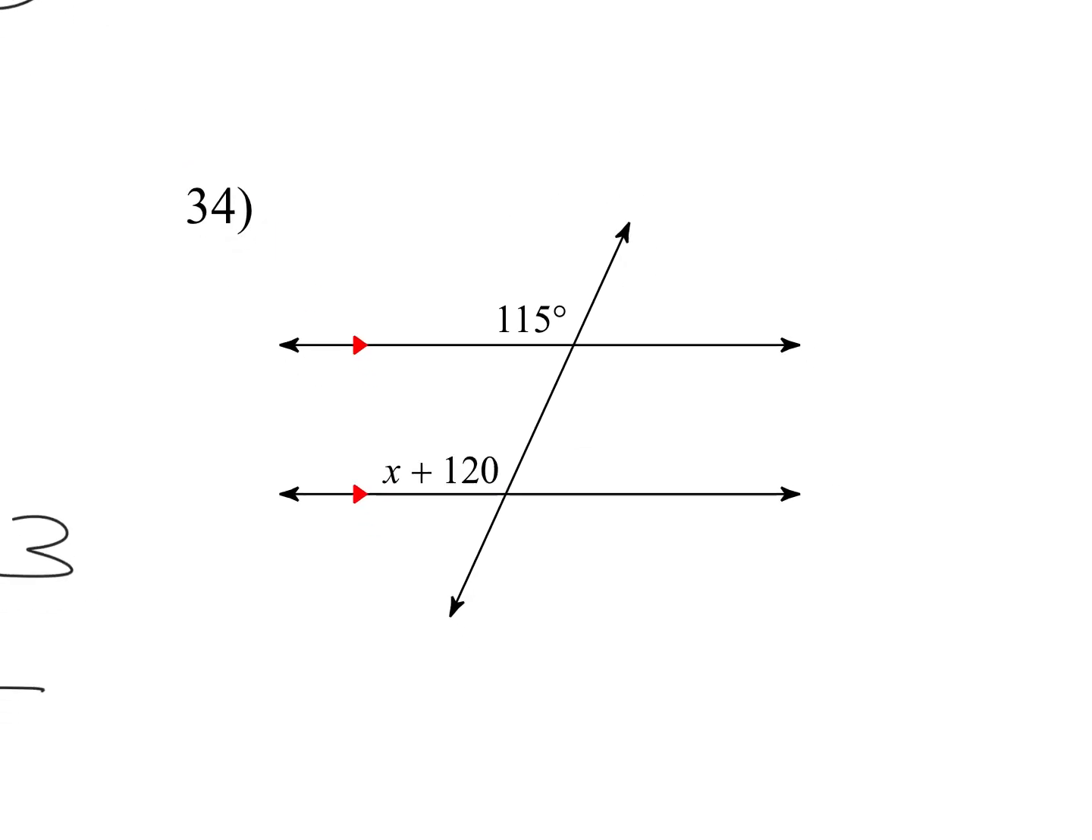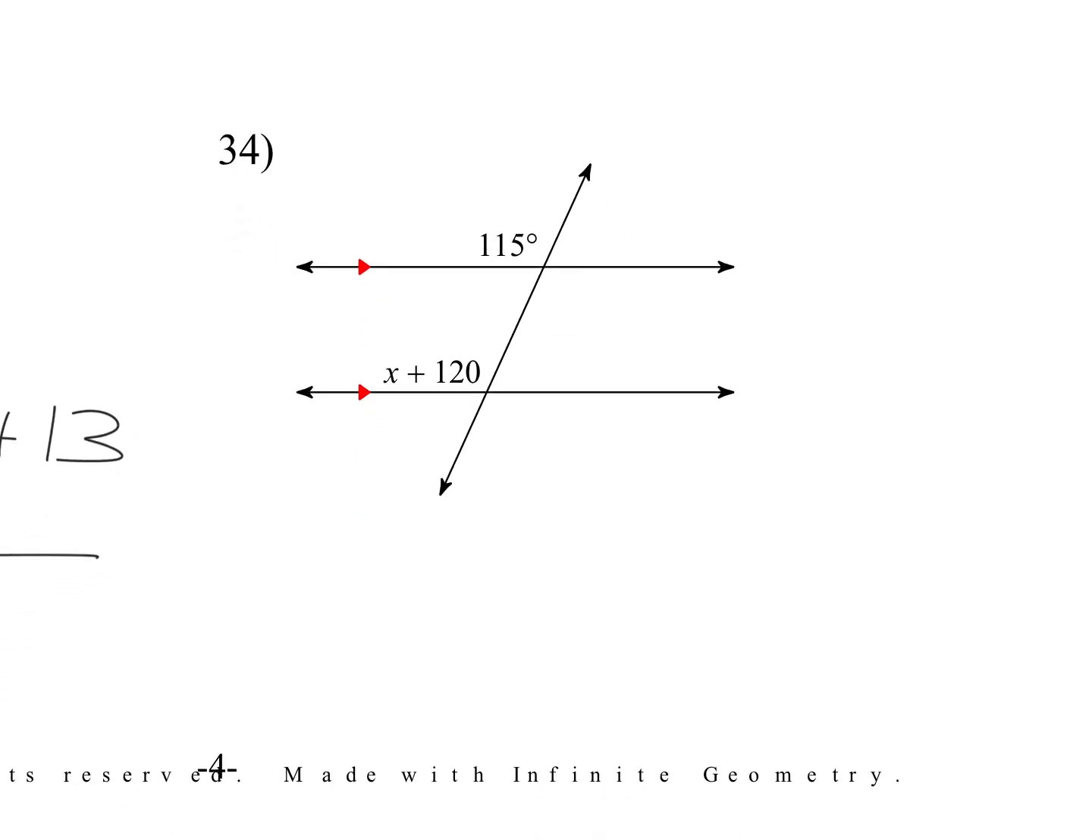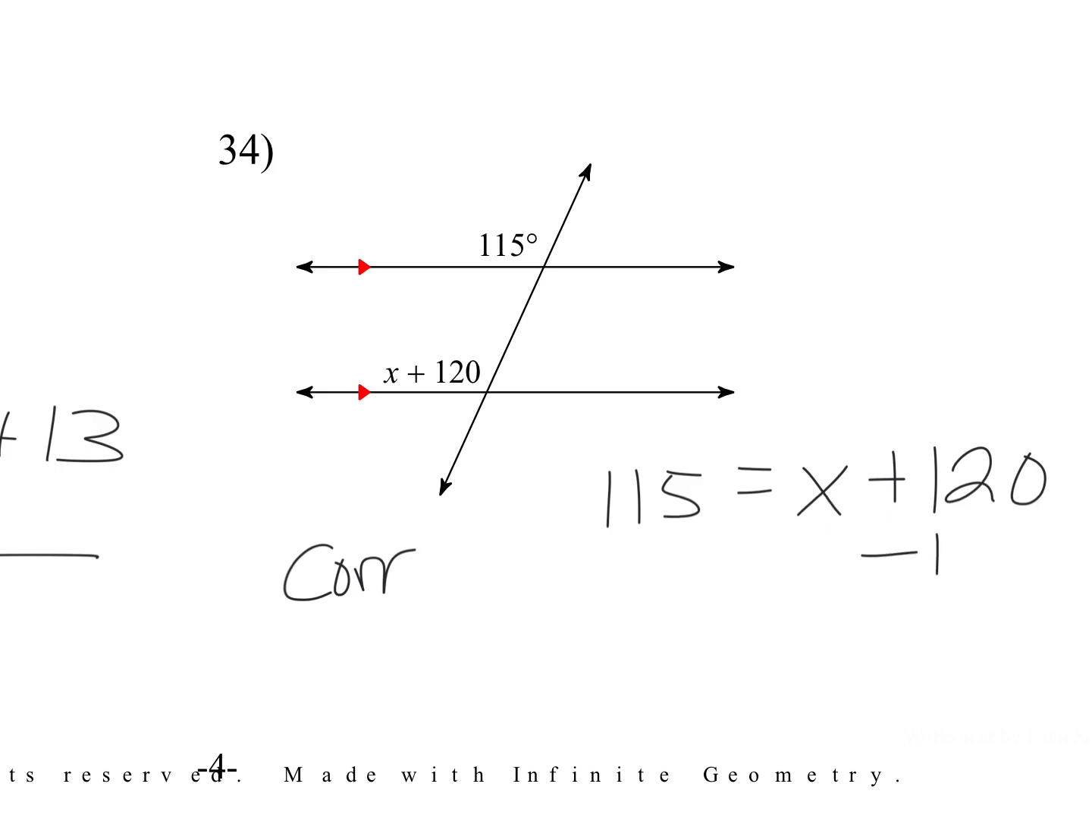You have a question? 34? Okay, what's the relationship here? They're corresponding, so since you say they're the same, how would you set it up? 115 equals x plus 120. Yep. Are you confused because it's going to be a negative? It's okay if it's a negative. If you ever get a negative answer for an x, it's okay. What would be my step here? Subtract 120. So I would get negative 5 equals x.